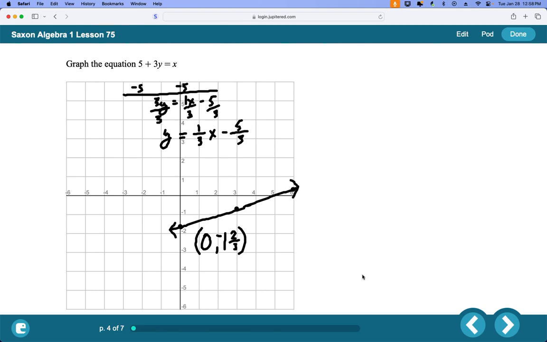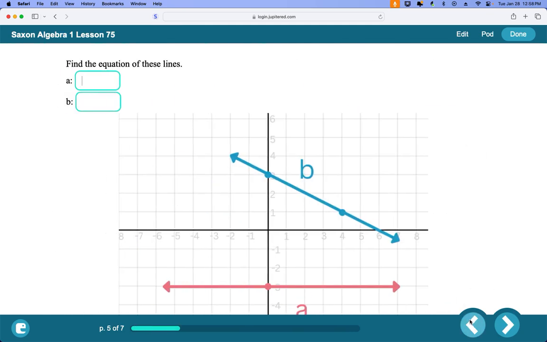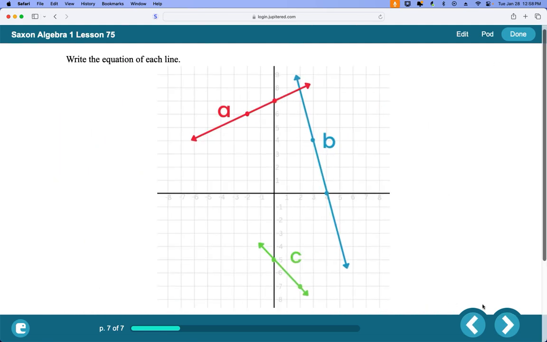All right, so the next problem that there was a question about was this one. I think, no, it was this one. This is the problem right here. So either write the equation of each line. So let's take this over to my drawing pad.